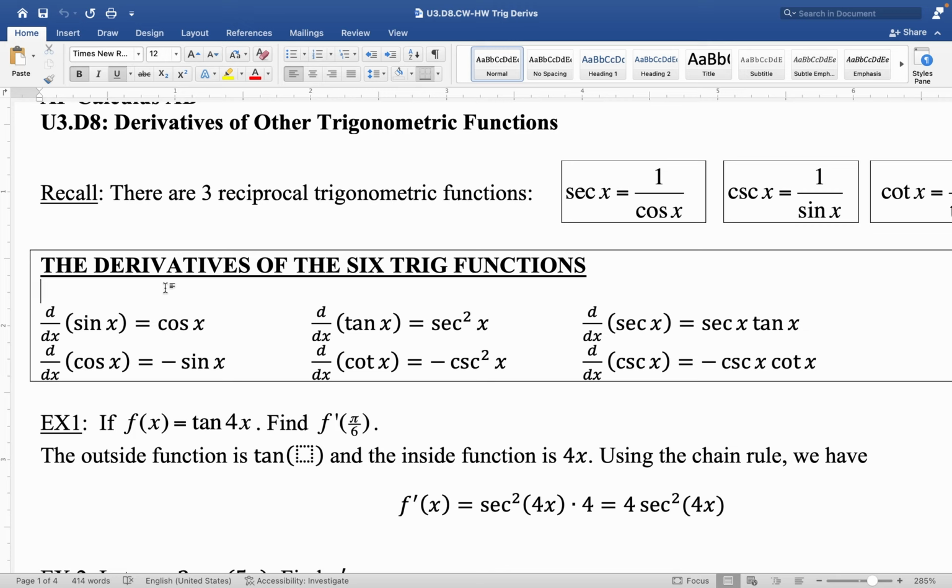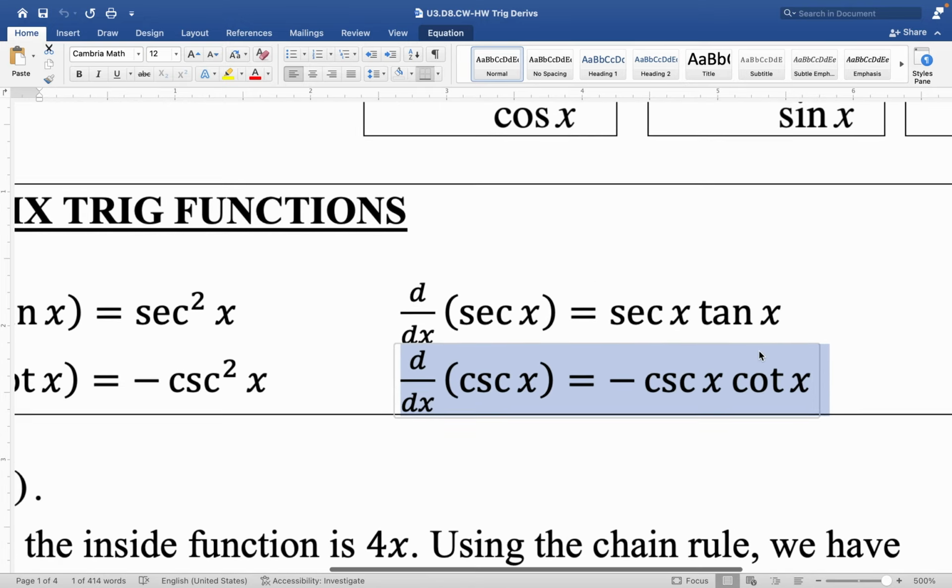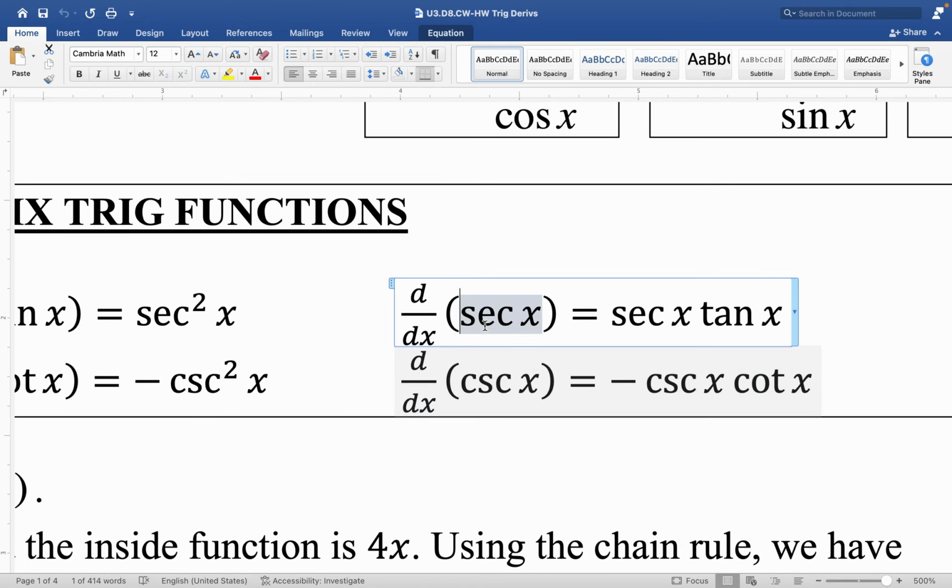I've arranged them in a very specific way that makes the memorization a little bit easier. I want you to focus on, for example, this guy here compared with the entry below it. Do you notice that they're basically the same except for 2 things? Every function that you see in the top row is replaced with its co-function in the bottom row. Like secant is replaced by cosecant. Secant is replaced by cosecant. Tangent is replaced by cotangent. That's one difference, and the only other difference is that there's a minus sign.